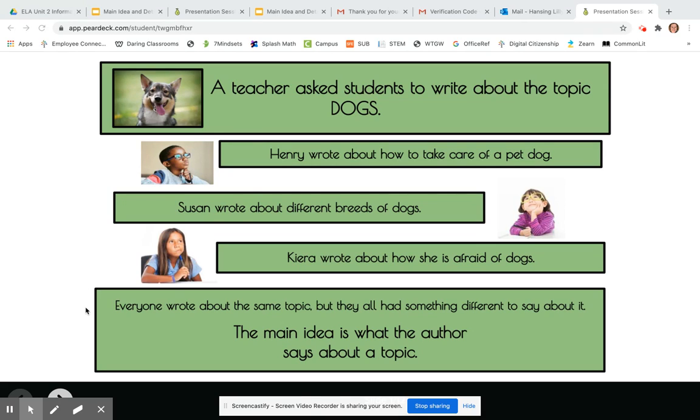Everyone wrote about the same topic, but they all had something different to say about it. The main idea is what the author says about a topic. Each student had a different main idea about the topic dogs.